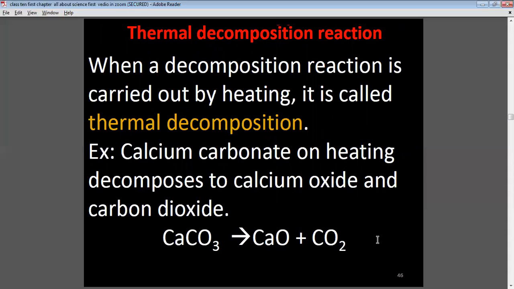Next type is thermal decomposition reaction. The definition of thermal decomposition reaction: when a decomposition reaction is carried out by heating, it is called thermal decomposition reaction. For example, calcium carbonate on heating decomposes to calcium oxide and carbon dioxide. The formula of calcium carbonate is CaCO3. It undergoes reaction, and there is a formation of CaO, that is calcium oxide, plus carbon dioxide.